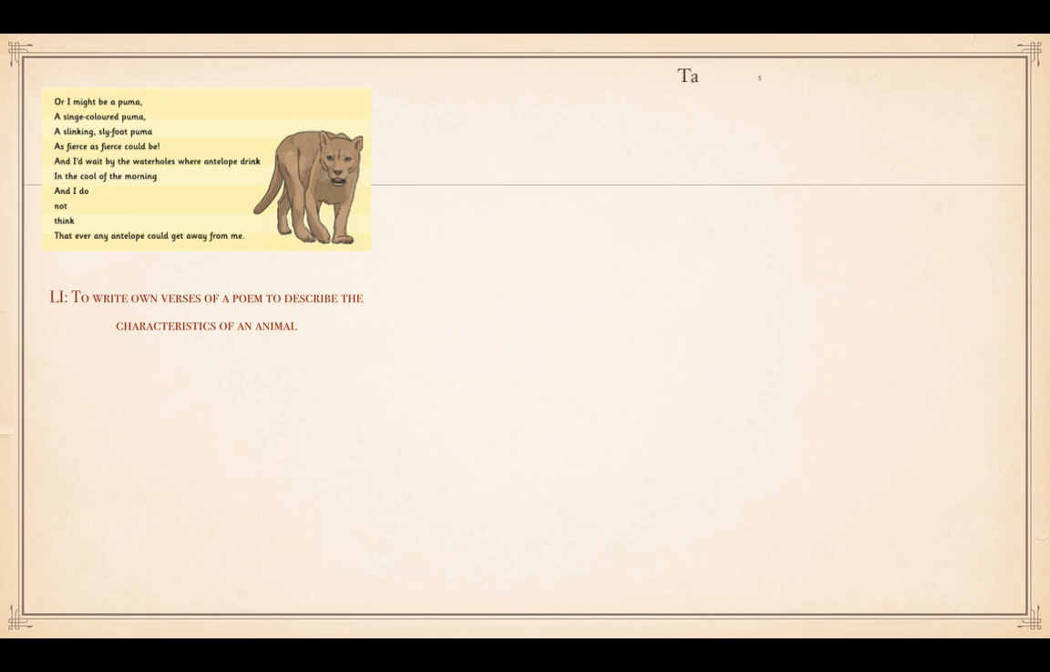Okay, so what is the task for verse 3? Well, first of all, if we're going to try and write a verse like verse 3, you need to think of an animal that you would like to be. So take time to think about an animal that you would like to be. Of course, in verse 3, the animal is a puma. So you need to think of an animal for your verse.